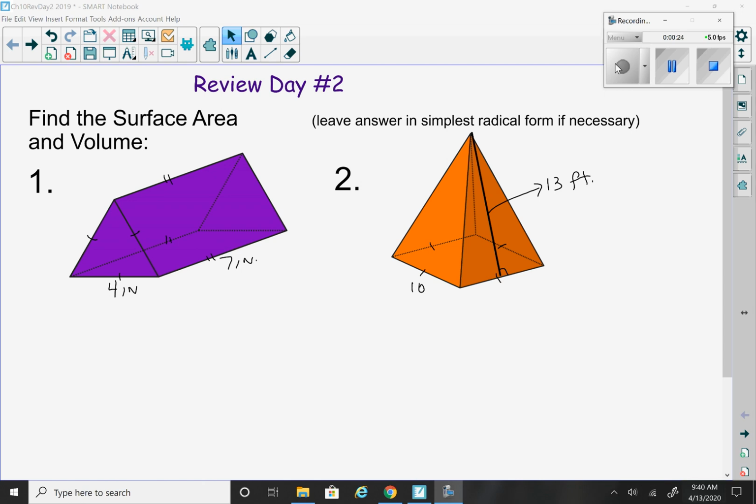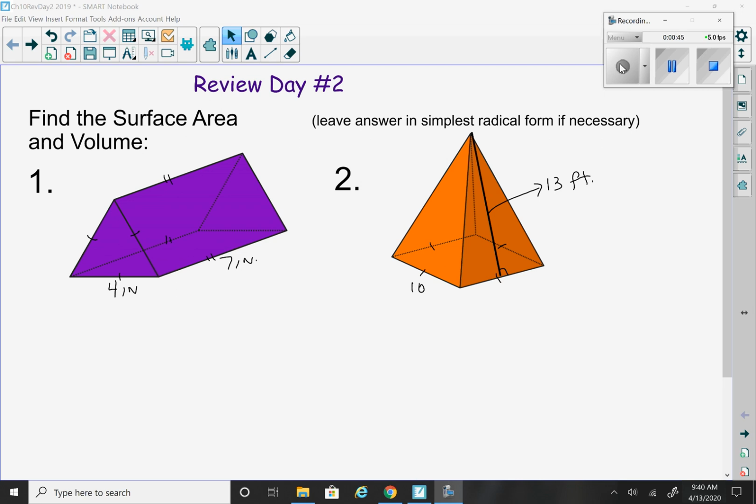I mentioned this before. One day will be what I consider the level 2 and 3 problems where you're doing volume and surface area, just like my bell ringer here today. And then the second day is going to be when I put the level 1 and 4s together, which I talked about in the last video. So right now, I'd like you to find the volume and surface area of these two shapes.